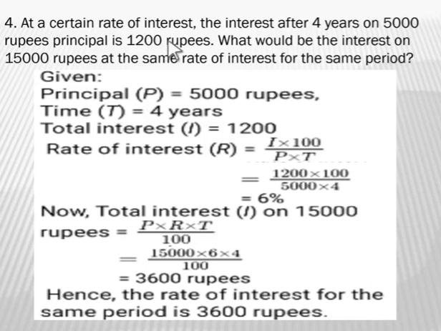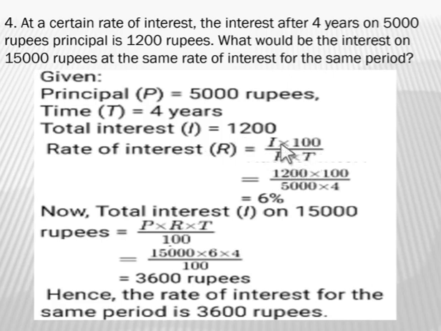Now from the first part of the example, it is clear to you that you have to find rate of interest in which interest, principal and time is given. So first we will list the given part. Principal is rupees 5,000, time is 4 years and total interest is 1200 rupees. So now we have already seen the formula for rate of interest. It is I into 100 upon P into T.